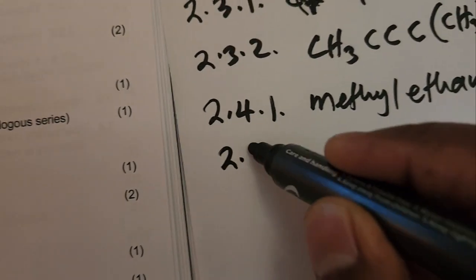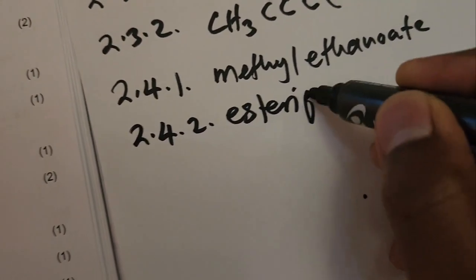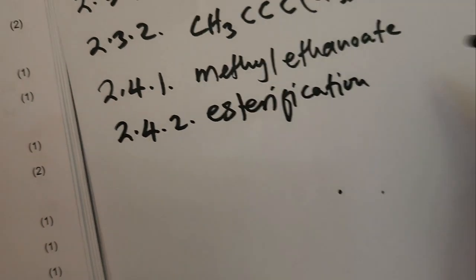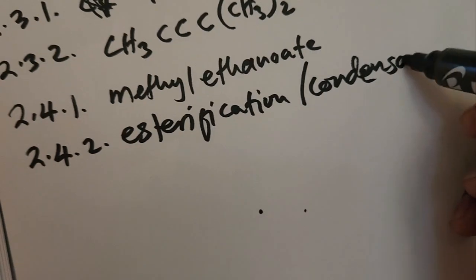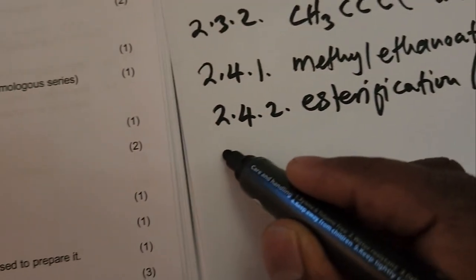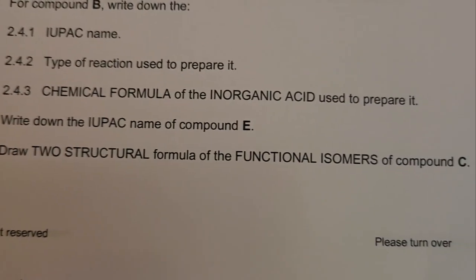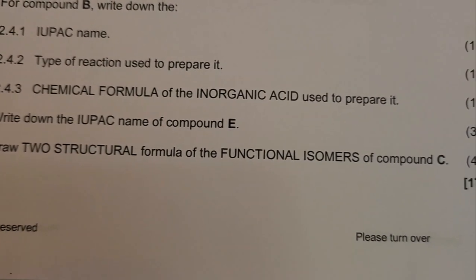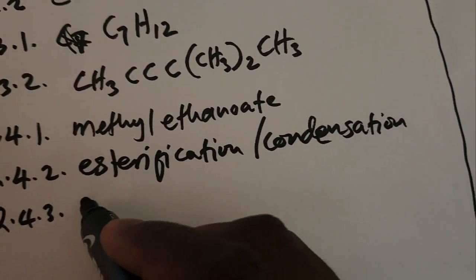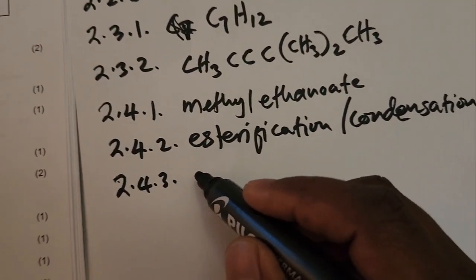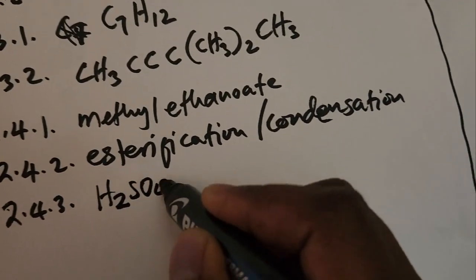The next one, write down the type of reaction to prepare it. We know this is our esterification. Others will also call it condensation. That will also be accepted. 2.4.3, write down the chemical formula of the inorganic acid used to prepare it. Remember, one of the reagents in this is sulfuric acid, but they need a formula, not the name. Therefore, you have to write H2SO4.